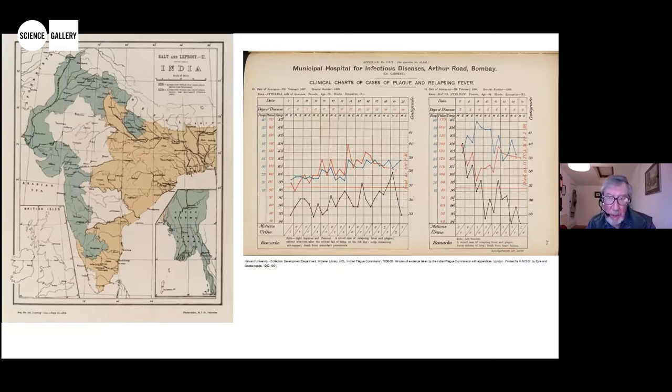And then at the other extreme, on the right-hand side of your screen, you can see, if you like, a microcosmic representation of disease. This is from the Indian Plague Commission. And what you see there are two charts of the temperature, the pulse, the respiration, etc., of two named individuals, two women, one aged 70, one in her 20s. And in that case too, there's a great deal of data being produced in a more accessible visual form in order to give some idea of what a disease does. In the case of the left-hand chart, plague, in the case of the right-hand chart, relapsing fever. Next slide, please.